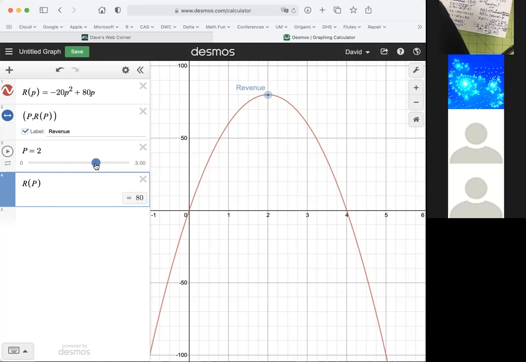Next time I make $2.10. Okay, now the revenue is $79.80. I might not even notice that, but every time I add 10 cents now, I sell less books and I make less revenue.